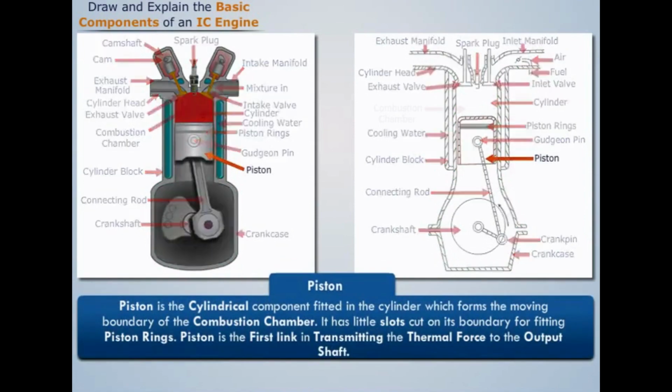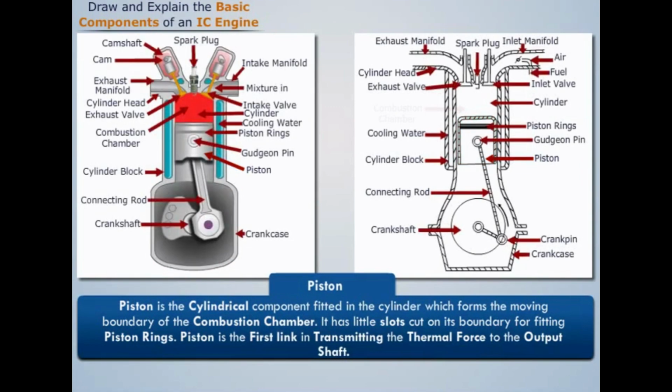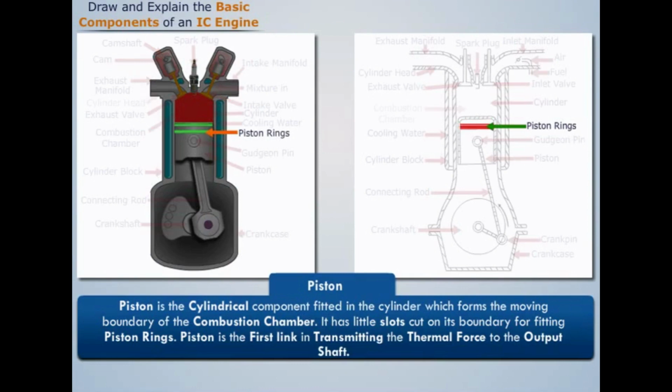Piston is the cylindrical component fitted in the cylinder, which forms the moving boundary of the combustion chamber. It has little slots cut on its boundary for fitting piston rings. Piston is the first link in transmitting the thermal force to the output shaft. It fits perfectly in the cylinder without any space for gas leakage.